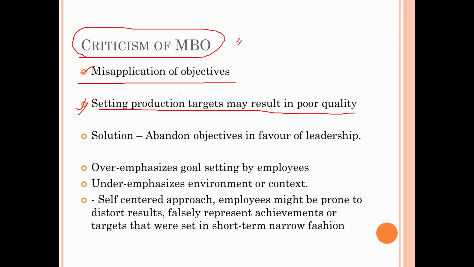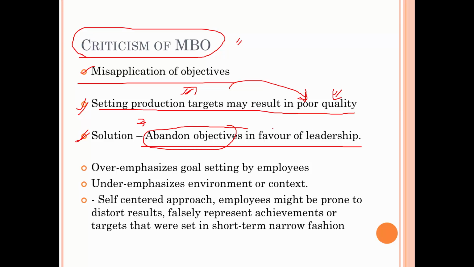Why poor quality? Because the production targets are set by workers themselves, and if they are not able to meet the requirement, that may result in poor quality. They may delay, and with the delay they feel shame that they are not able to complete it. So the quality may be reduced. Solution: abandon objectives in favor of leadership. This was given by another thinker, that just leave the objectives and formulate better leaders, those who can guide the people better, who can understand the significance of the environment as well as the present context, and guide the people.